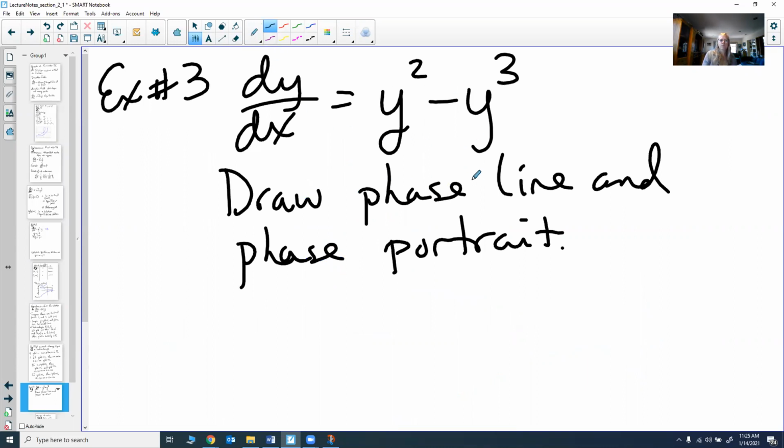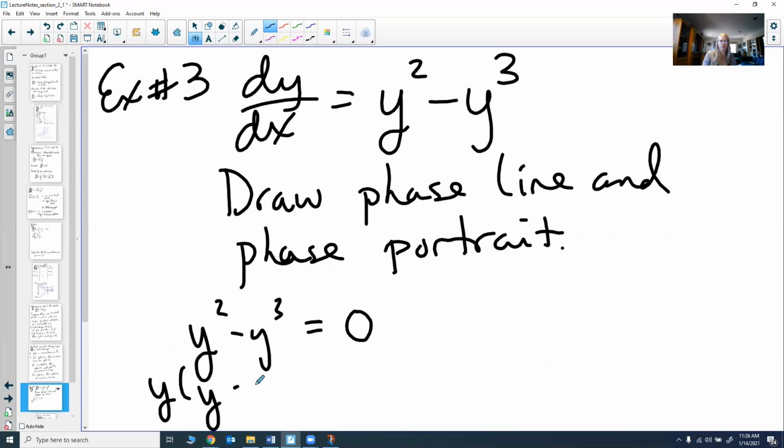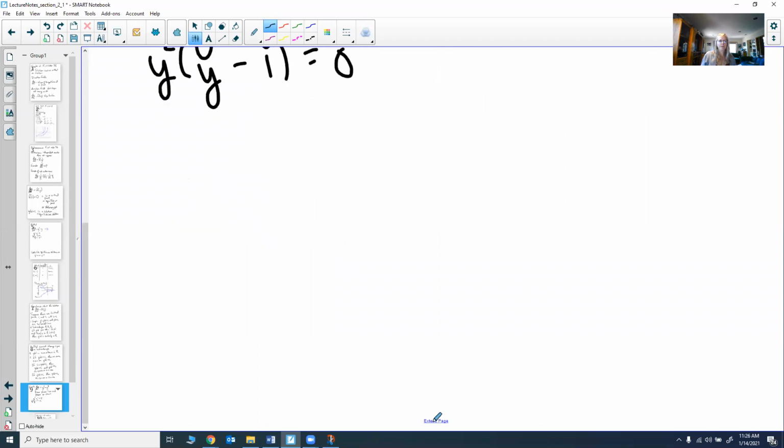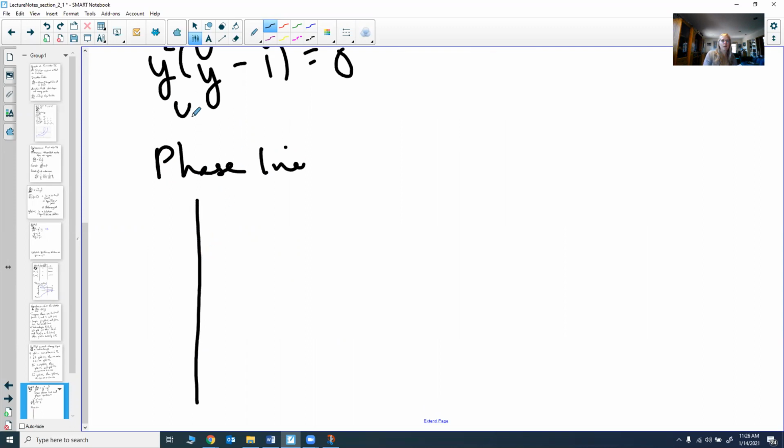We'll do another one. We're going to do a phase line and the phase portrait. Our differential equation is dy/dx equals y squared minus y cubed. Again, I'm going to set that equal to 0. So y squared minus y cubed equals 0. Factor out a y squared, and you get y minus 1 equals 0. Again, I'm going to do my phase line first, and the phase line helps me get the phase portrait. The phase line is just that axis, just the y-axis. I know y equals 0 and y equals 1 are my two critical points.